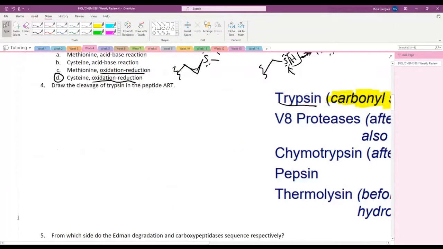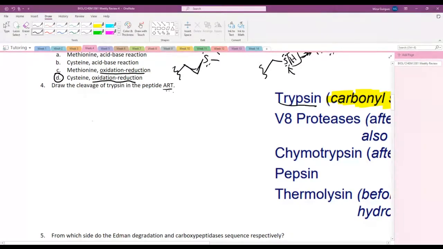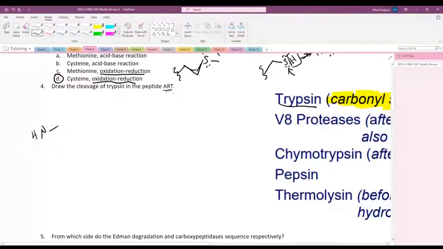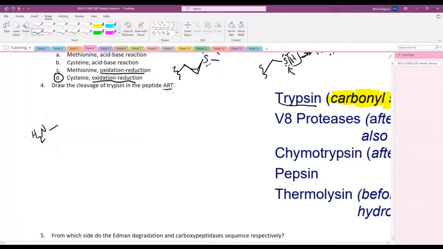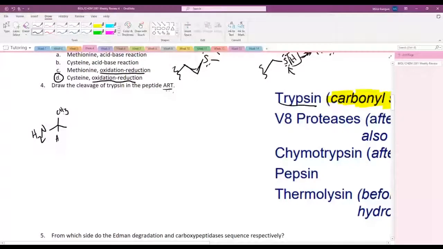Okay. All right. So let's actually address this question. ART is alanine, arginine, and threonine. So when we go to draw these, I'm going to start with my N-terminus, and I'm going to draw everything neutral for now. I know that they may have charges at whatever pH, but I'm just going to draw everything neutral for simplicity's sake. This is my N-terminus, my central carbon. It's got a hydrogen, and it's got the C-terminus, which I'm not going to draw yet. Its R group for alanine is a CH3.